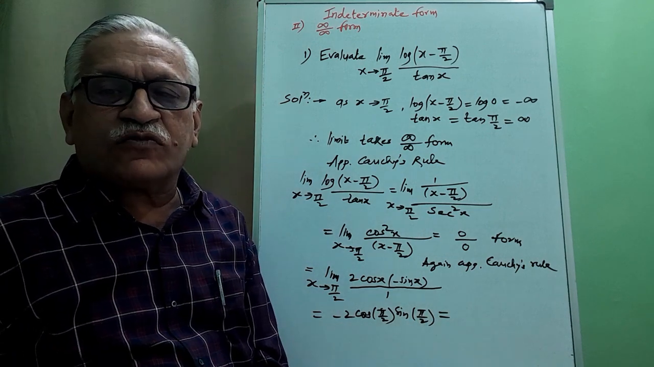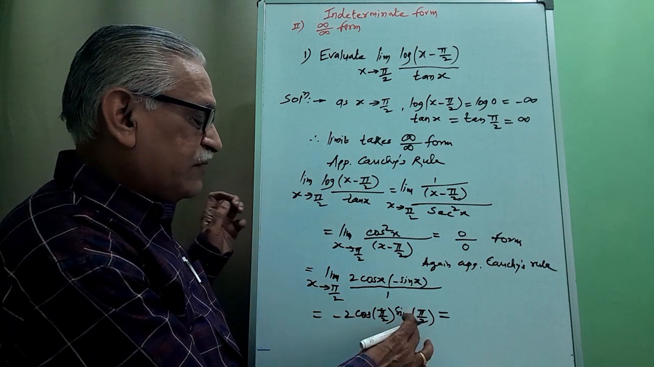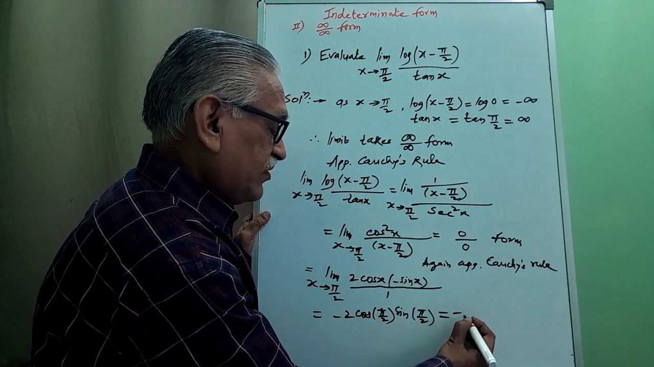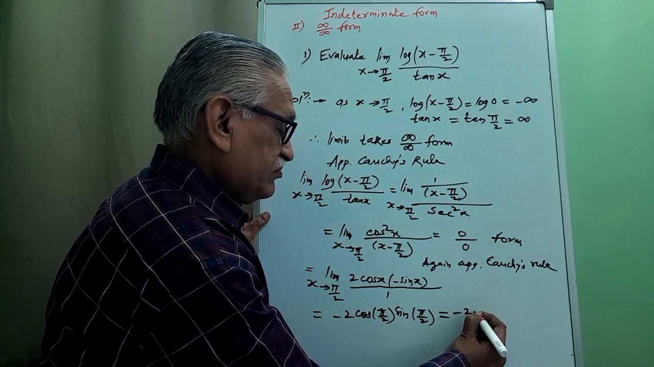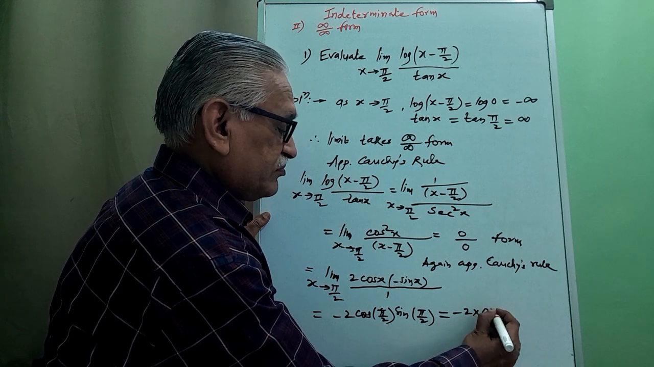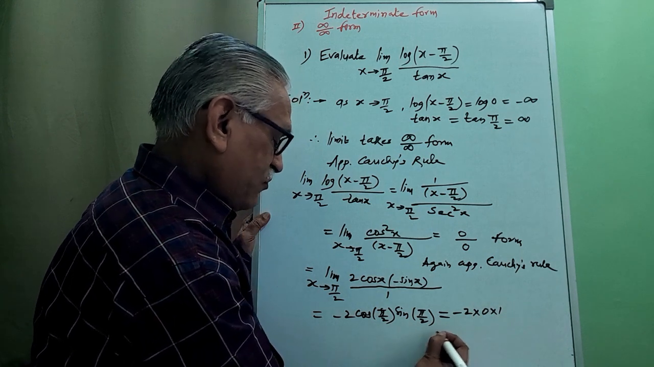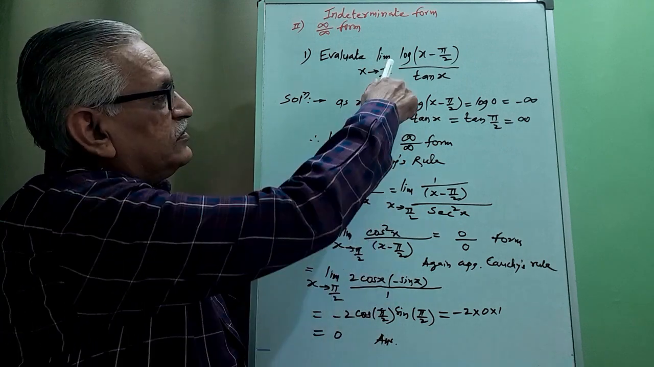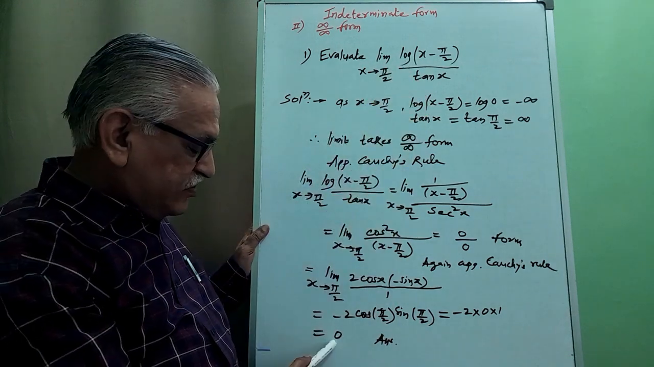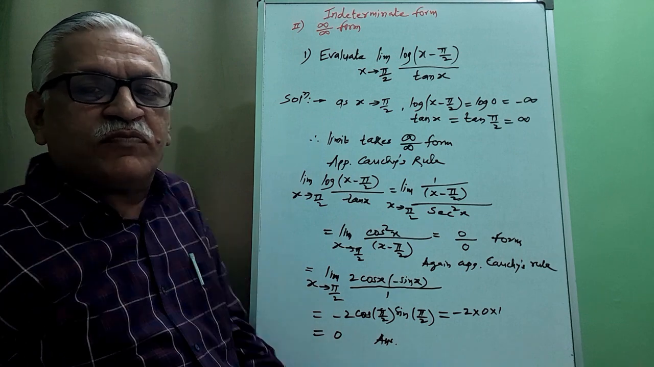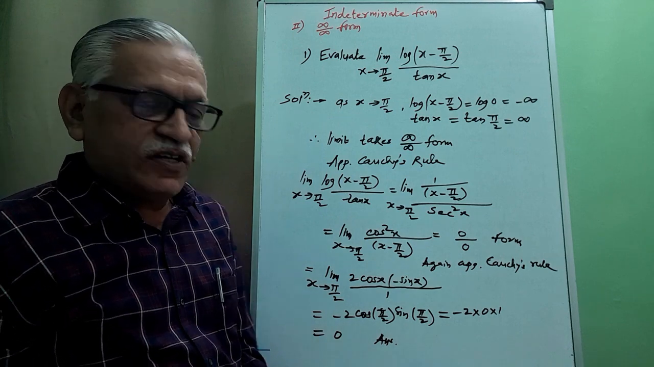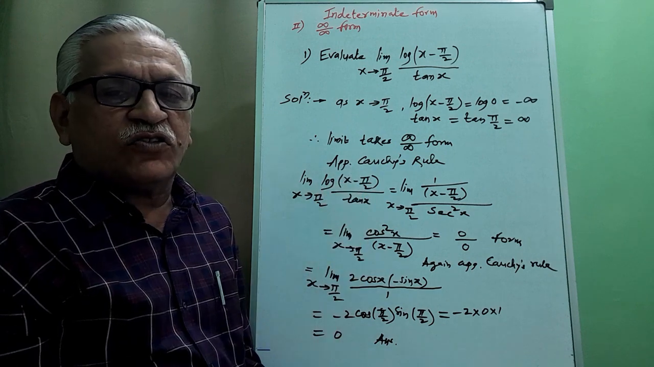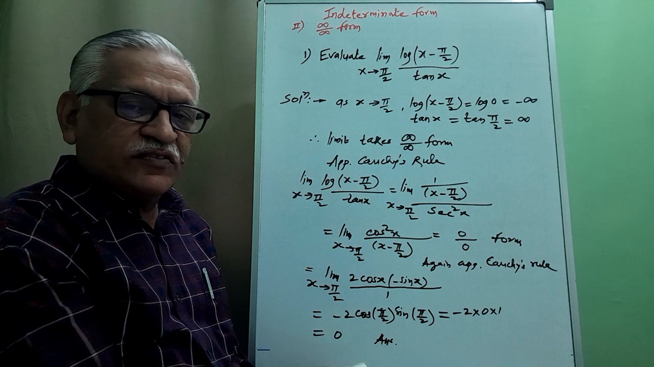We know the value of cos pi by 2 is 0, and sin pi by 2 is 1. Therefore, it is 0 into 1. Therefore, the value we get is 0. The true value of that limit is 0, which is different from the indeterminate form. Therefore, here we can stop the process of applying Cauchy's rule, and this is the final answer.